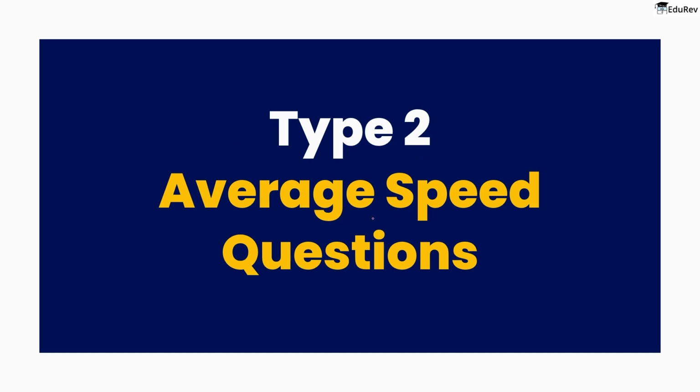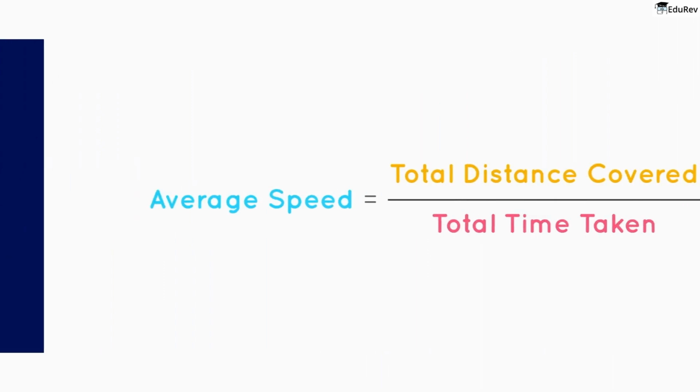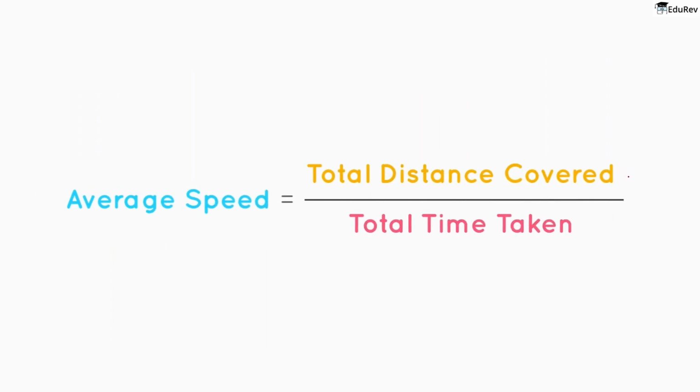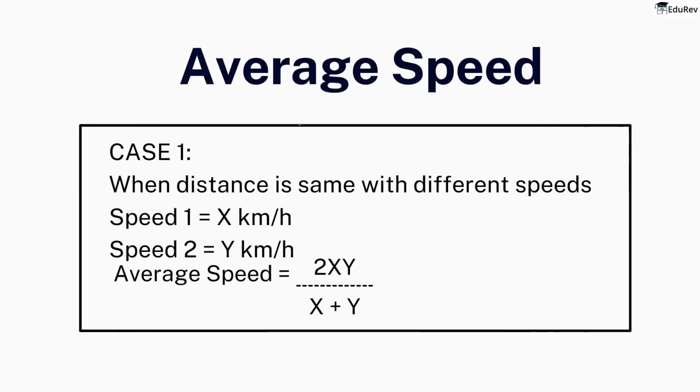Now the other type of questions asked are based on average speed. Average speed is basically defined as total distance upon total time. But there are certain cases where we are not given the time or the distance. Case 1. When distance is the same with different speeds.